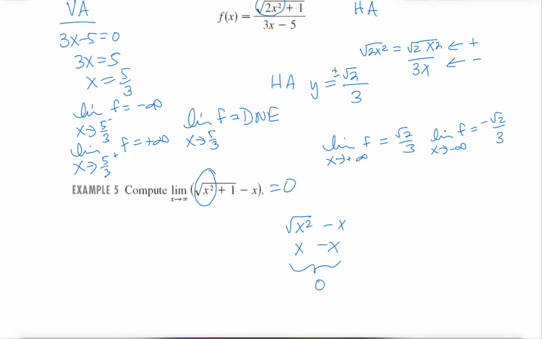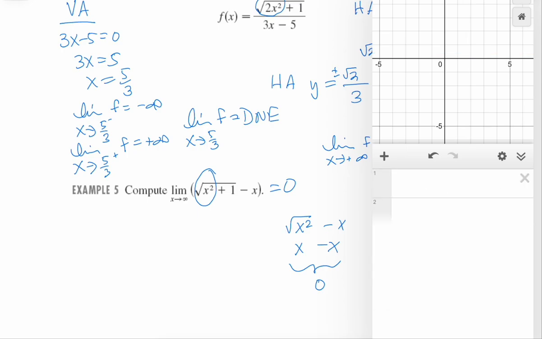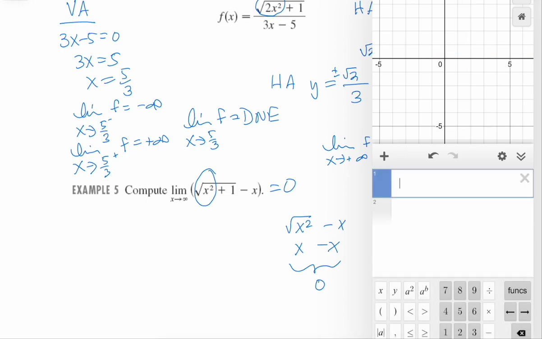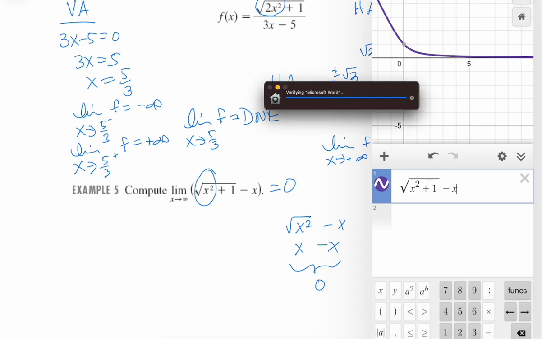Again, go into Desmos, because remember, that's just a horizontal asymptote rule. So if we do the square root of x squared plus 1, and then we do minus x, you'll see that the right end is clearly heading to 0. Sometimes that's not a bad idea.